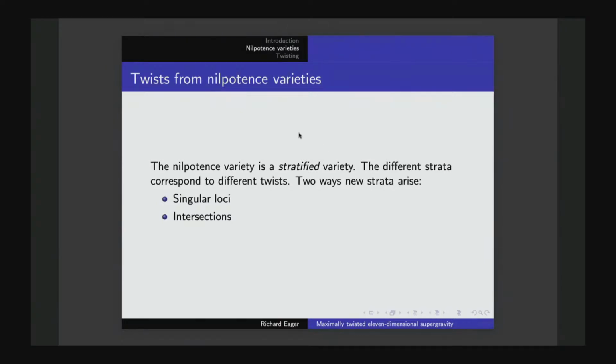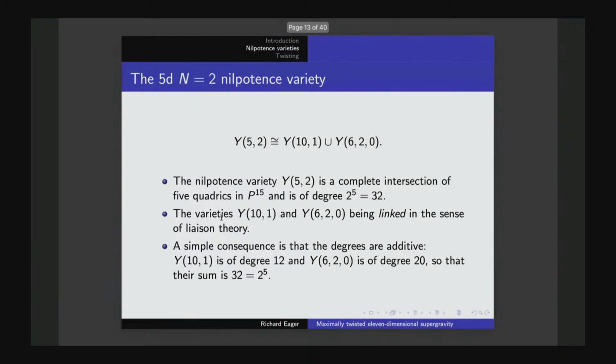Okay, so I wanted to move on to the twist from nilpotence varieties. Nilpotence varieties are actually stratified varieties, and the different strata correspond to different twists. There are two main ways new strata can arise. One is from the fact that the nilpotence variety can be singular, and a singular locus is an interesting stratum. And then you can also have intersections of different components. I'll try to illustrate this with some examples.